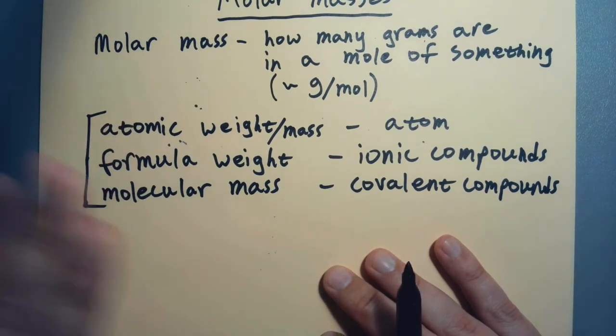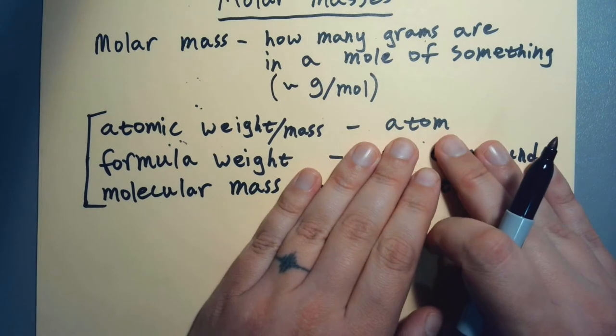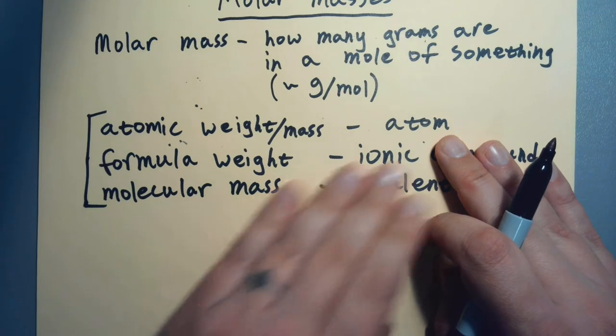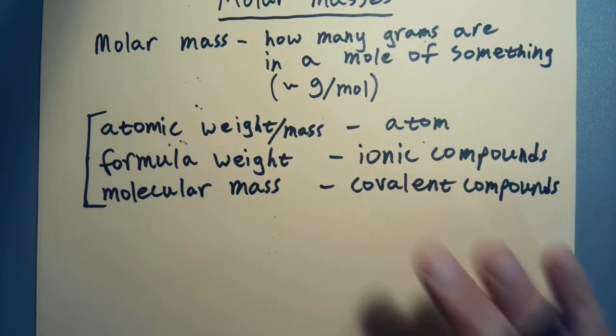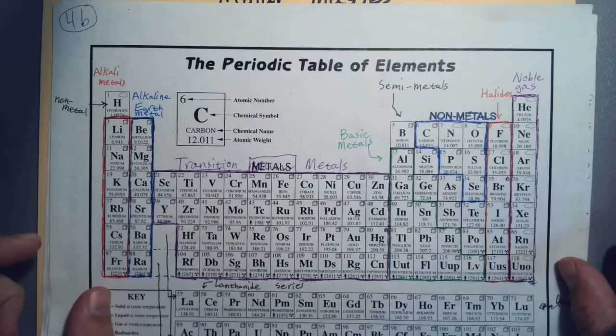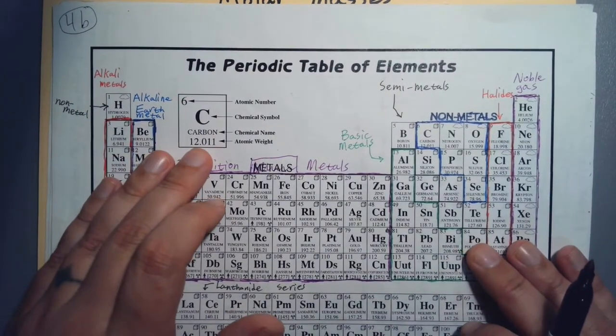So, how do we know what the molar mass is for something? Well, we're going to start small. We're going to start with atoms. And the formula weight and molecular mass, it's the same trick once you know how to find the molar mass of an atom. Now, the cool thing is we don't have to memorize anything, which means our old friend, the periodic table, comes back. So remember, I talked about these atomic weights.